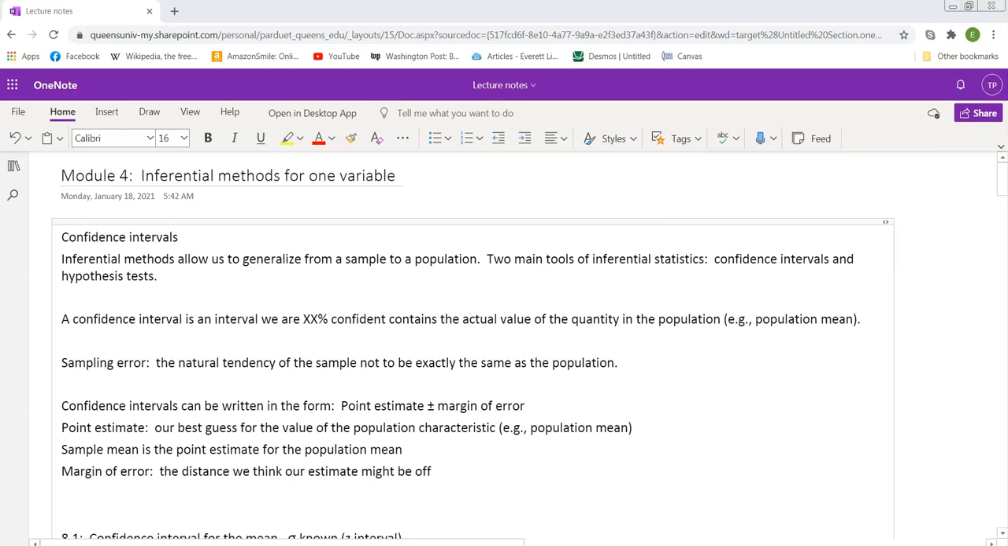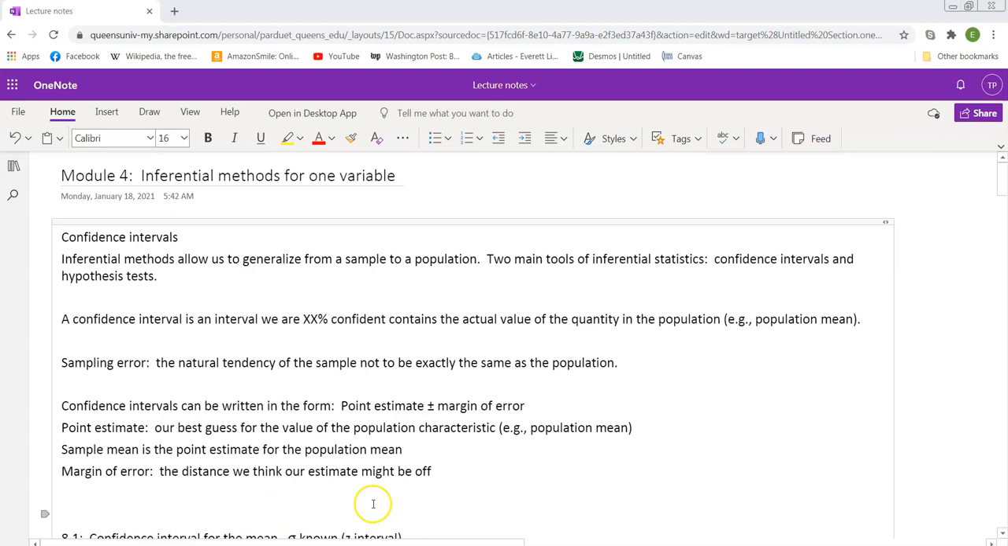And this is needed because there's something called sampling error, which I think we talked about at the beginning of the course, but I'll remind you anyway. It's not a mistake. It just means that if we take a sample and find the mean, that's not going to be exactly the same as the population mean. It should be close, but it's not likely to be exactly the same. So confidence intervals tell us about how far off we think we are.